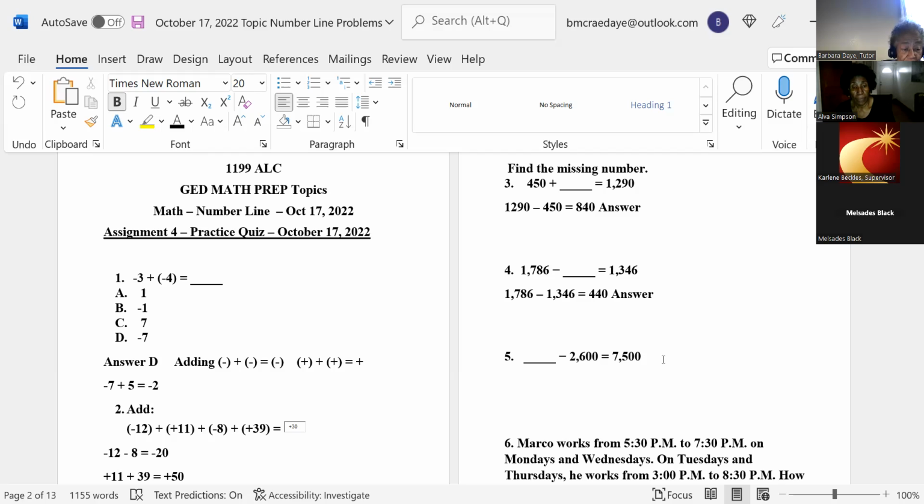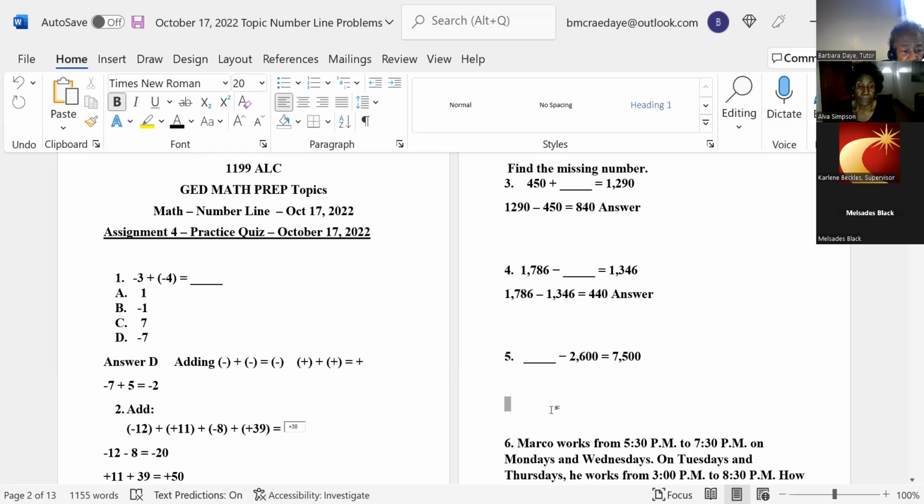No. Whatever number you get, when you subtract that, you're not going to get 7,500. It says the number that goes here is a number that you subtract 2,600 from and get 7,500. So that number has to be bigger than 7,500, right? Yeah. Because if you subtract 2,600 from a number and get 7,500, that number's got to be bigger. So what do you do?